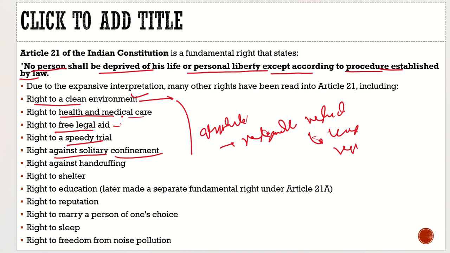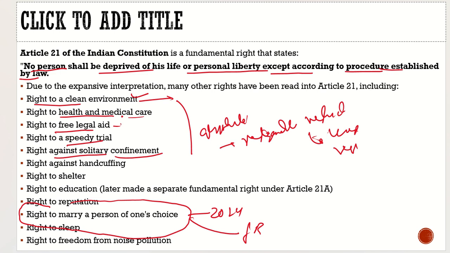You want to marry a person of one's choice, but this changed after the judgment in 2024. It was made that it's not a fundamental right because of the judgment by the judiciary. So that is different. We will discuss it when we take it up. Actually, we had discussed this in our last class, how it was taken away from the fundamental rights.